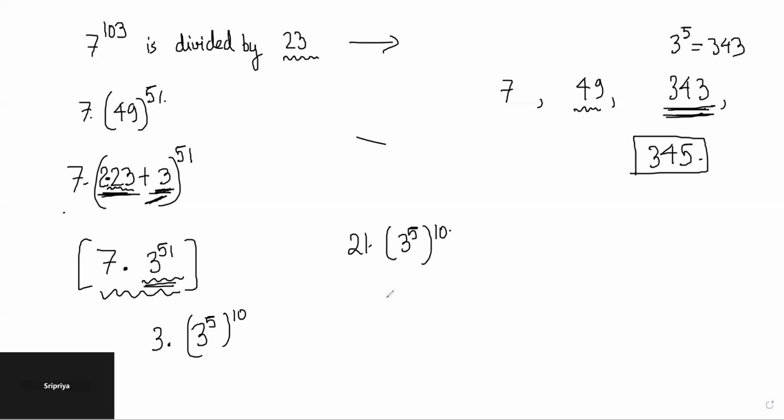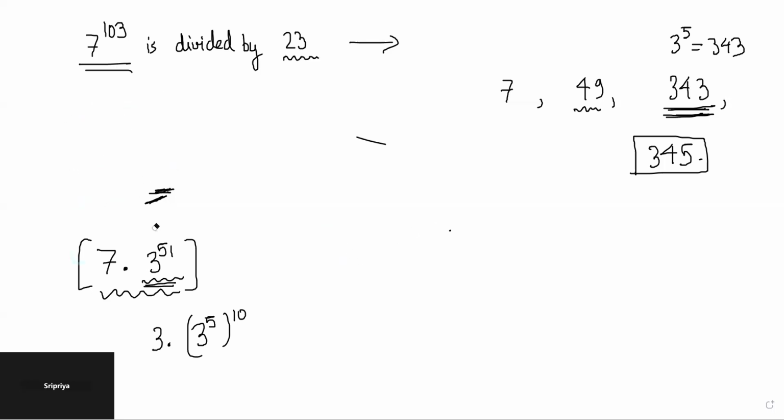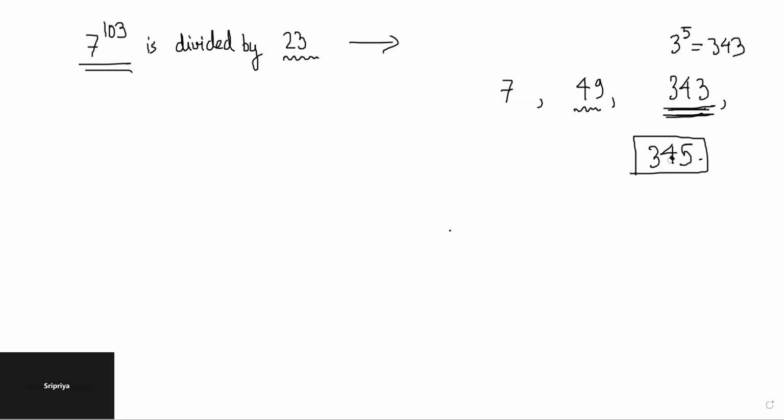Oh wait, I am making a mistake. 7 power 3 was 343. Okay, I should have started from the beginning only. Right. So I will not do it like this. I will do it using 343. 343 is just 2 less than something divisible by 23. Oh wait, right? Yeah, that makes more sense.